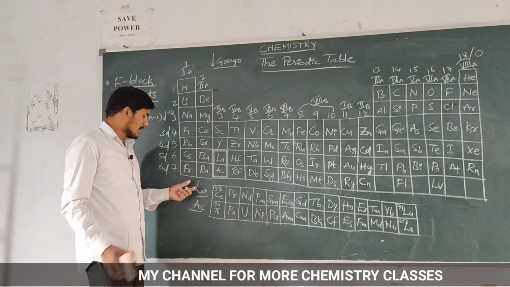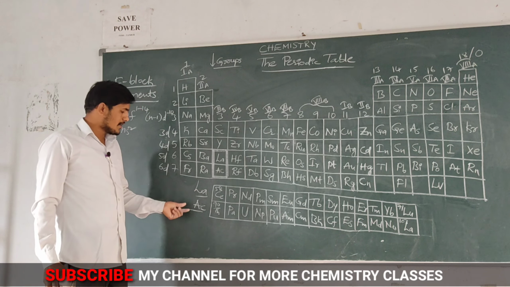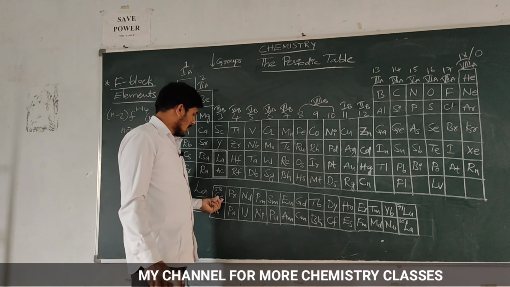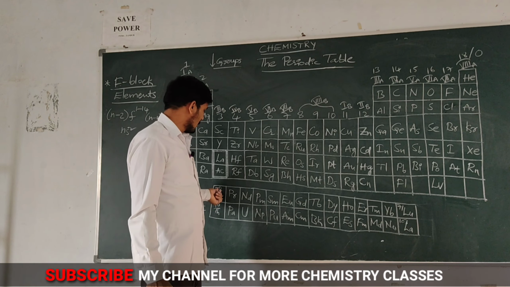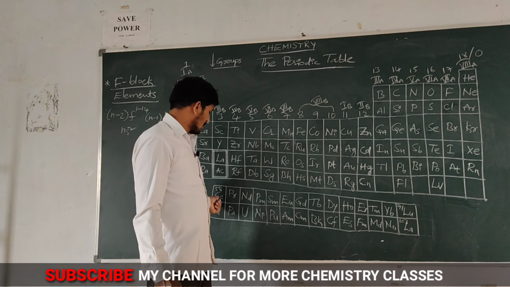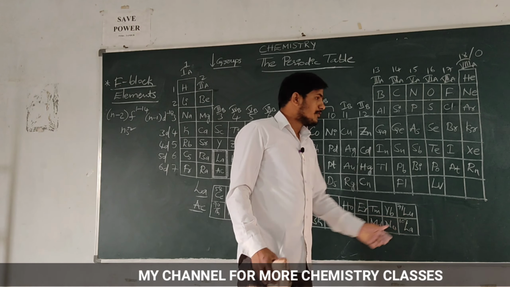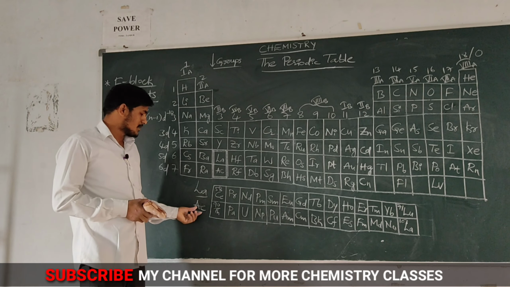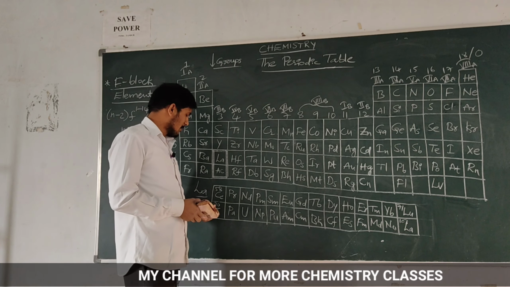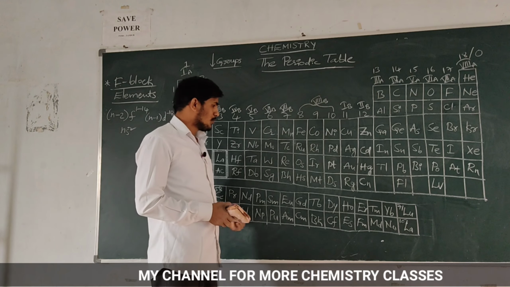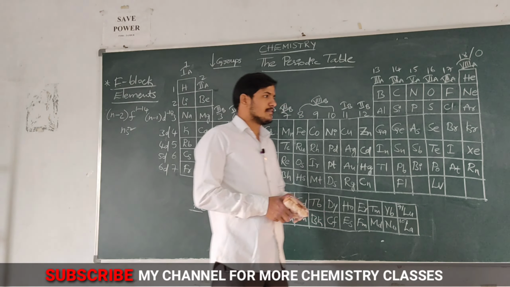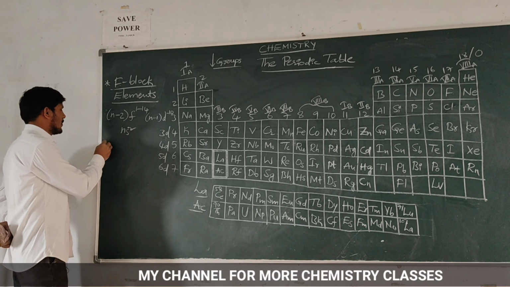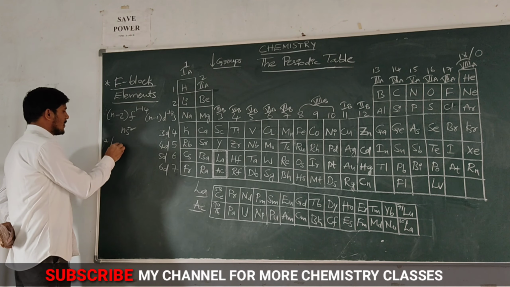F block elements are again classified into 2 types, lanthanides and actinides. Lanthanides start from cerium, atomic number 58, to lutetium. These 14 elements are called lanthanides. Actinides start from thorium, atomic number 90, to lawrencium 103, and these are called actinides. One definition is very important, that is lanthanide contraction.